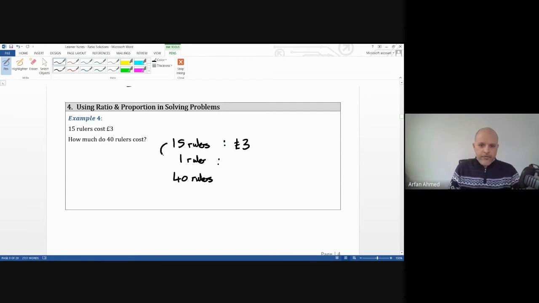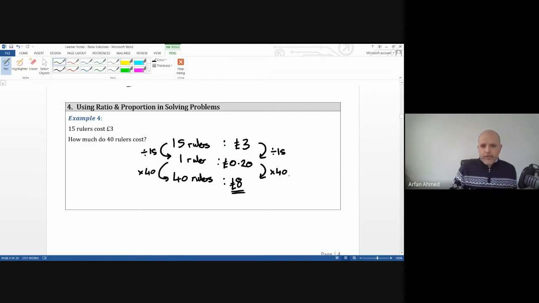So to get from 15 to 1, you have to divide it by 15. So we'll have to divide this side by 15 as well. I think that's going to be, yeah, 0.2. So obviously in pounds, that's going to be 20 pence. So if one ruler is 20 pence, 40 rulers is going to be 40 times that. So you're going to have to times this side by 40, which is 8. And that's going to be pounds. Yep, and there's your answer.